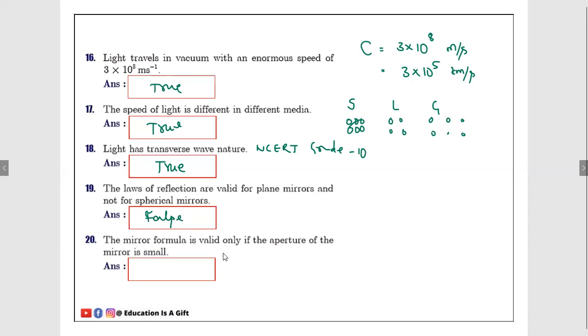The mirror formula is valid only if the aperture of the mirror is small. What is aperture? If you consider this is a concave mirror, a spherical mirror, and you take its diameter, this is the aperture. The diameter of the spherical mirror is nothing but the aperture. If the aperture is small, then only it will obey the mirror formula. Yes, that is correct. The answer is true.